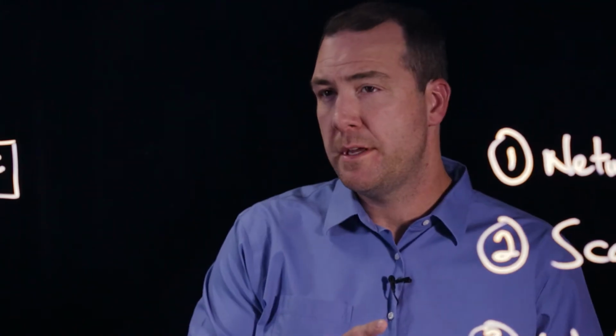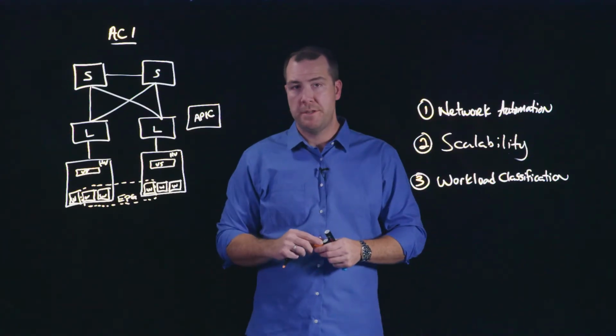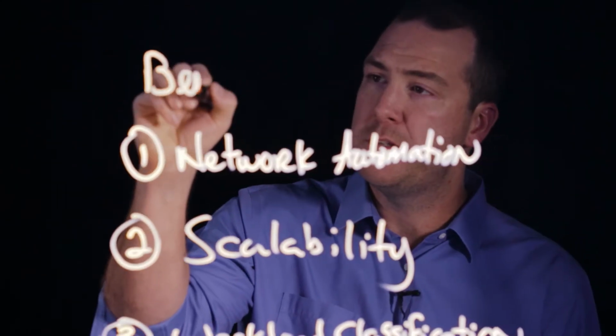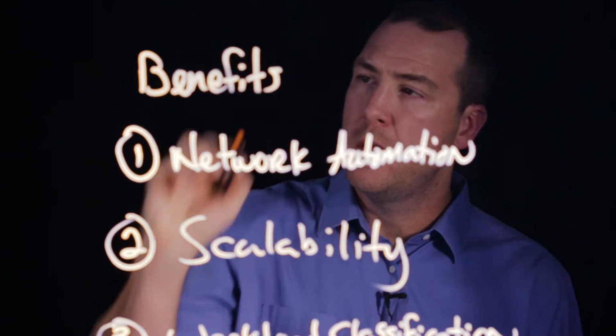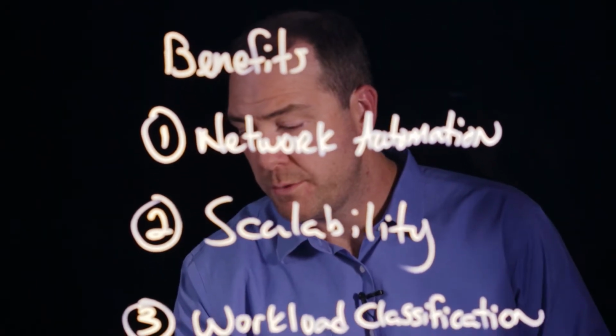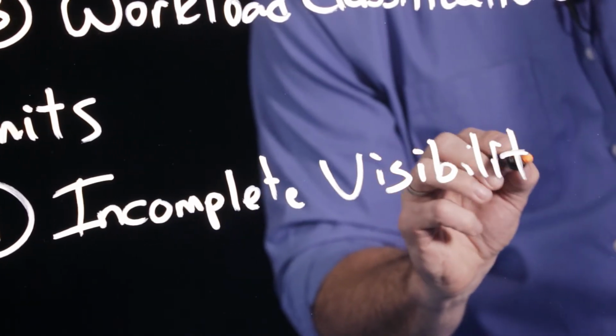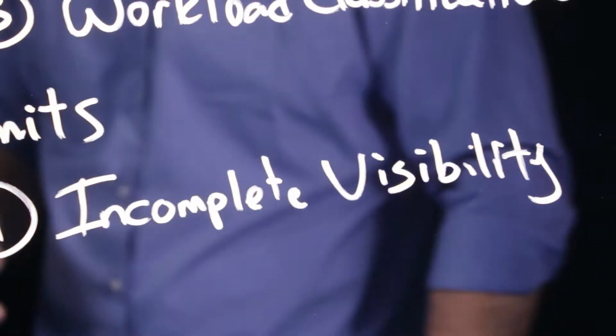While ACI can do some things well, there are also some limitations within ACI that I think we should explore a little bit here as well. So if these are the benefits, let's talk a little bit about the limitations within ACI. The first limit is really around incomplete visibility.